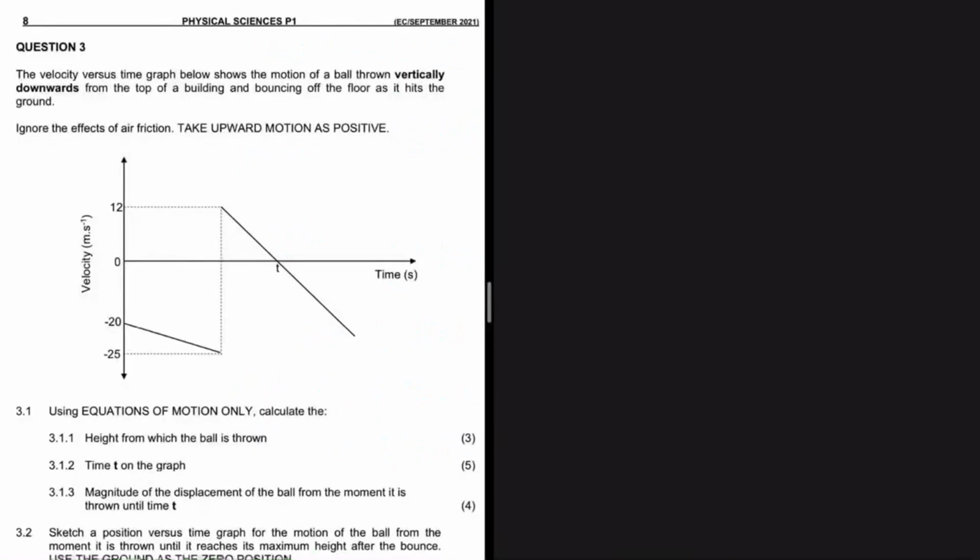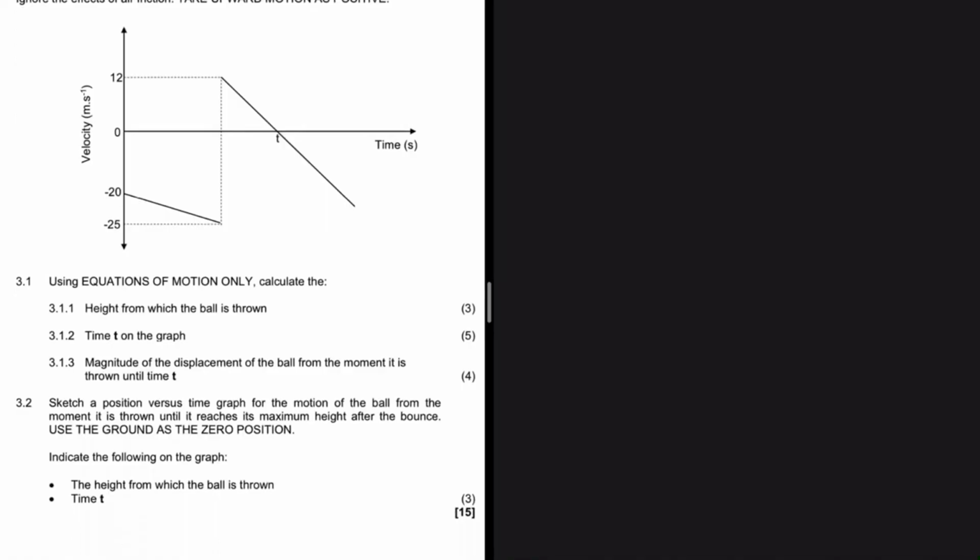So what we have below is a velocity-time graph that shows the motion of a ball thrown vertically downwards from the top of a building and bouncing off the floor as it hits the ground. We can ignore the effects of air friction, and we must take upward as positive. The first question, 3.1.1, says using equations of motion only, calculate the height from which the ball is thrown. So we are looking for delta y, the height at which the ball is thrown.